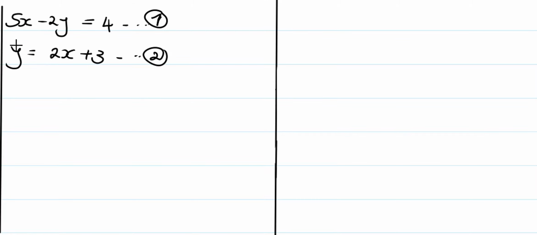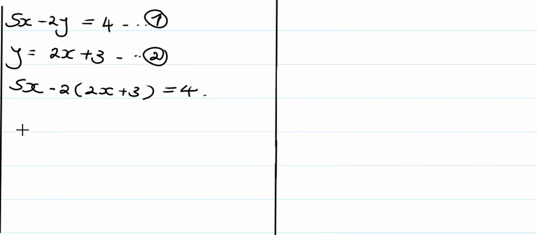So it seems in equation 2, y has been written in terms of x, so we don't need to rewrite it again. We can use that and substitute this 2x plus 3 in any place we have y in the first equation. So now it will be 5x, this one, minus 2y, but we know y is 2x plus 3, is equals to 4, like that.